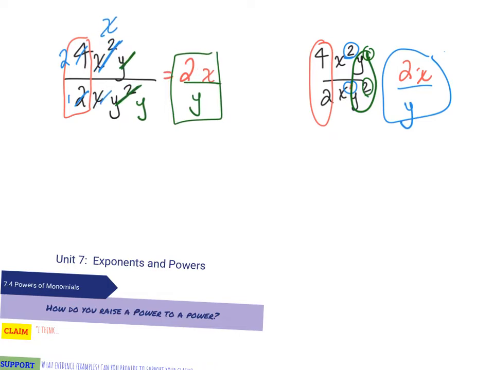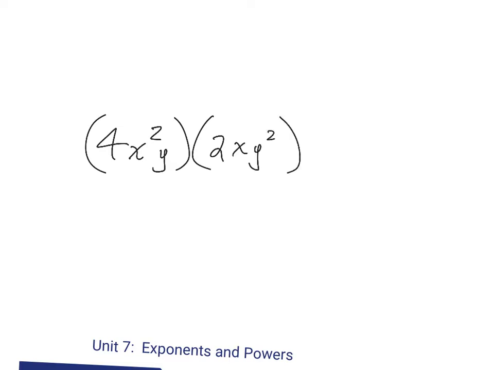Similarly, if you are going to be multiplying, you would do something similar in that you would remember that when you're multiplying, let's say I'm multiplying 4x squared y and 2xy squared. When multiplying, you multiply the coefficients, 4 times 2, which is 8. You keep the base, so x to the 2 and 1.